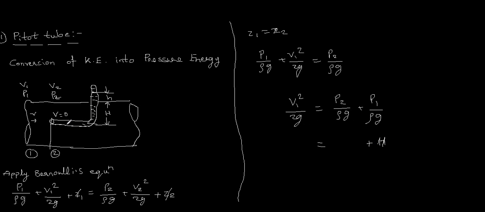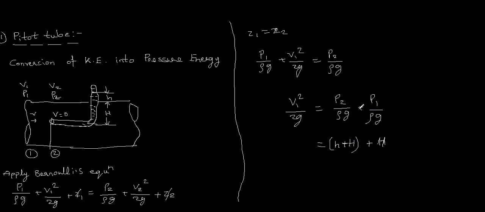And similarly, what is the pressure head at section 2? At section 2, the height risen in the pitot tube represents the pressure head at section 2, which is at the entrance of the pitot tube. The height risen in the pitot tube is the sum of small h and capital H. So small h plus capital H will be the pressure head at section 2.